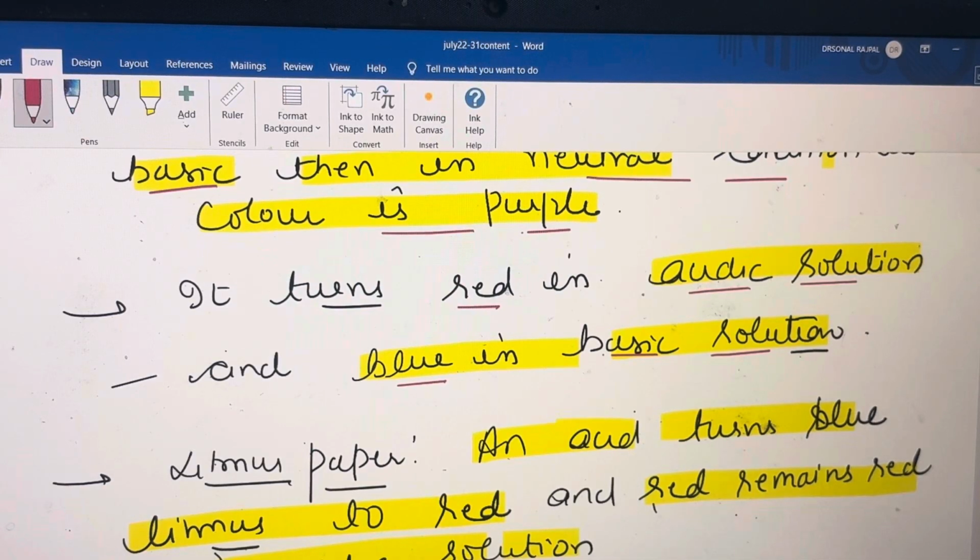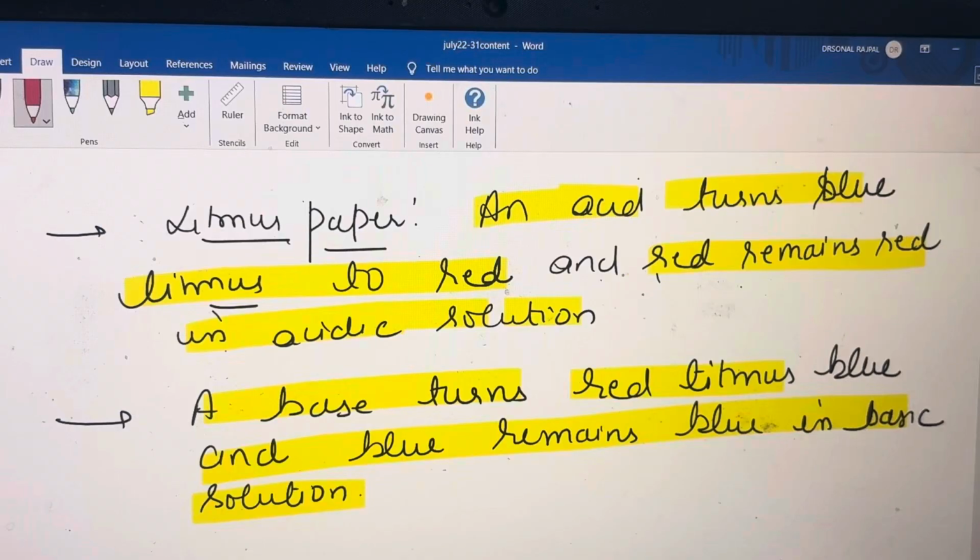And students, there is litmus paper also. When you dip blue litmus paper in an acidic medium, its color changes from blue to red, and it will remain red in acidic conditions. If you have a red litmus paper and you dip it in acid, the red remains red in acidic condition.